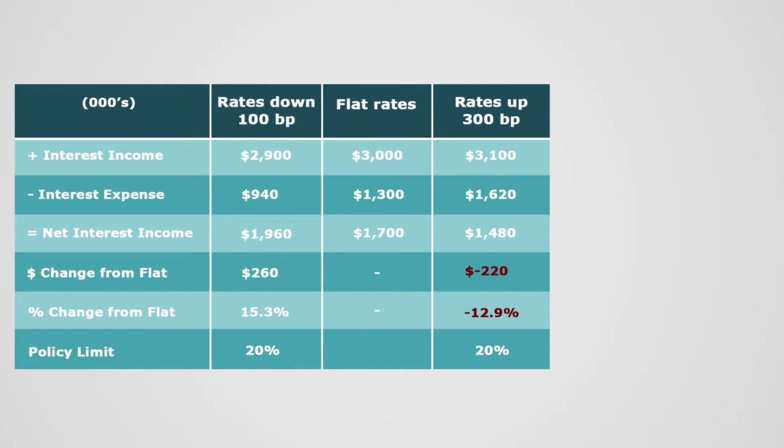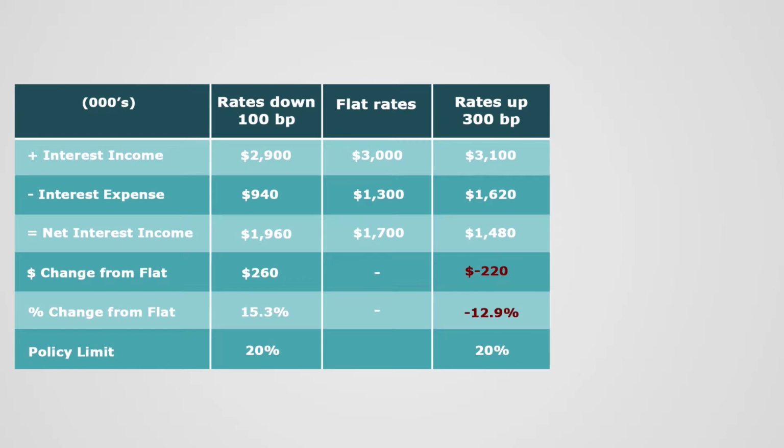Using the same example, if rates go down by 100 basis points, the projected interest income decreases to $2.9 million, and you have an even greater decrease in interest expense to $940,000. Your annual projected net interest income would actually increase by 15.3% to $1.96 million.